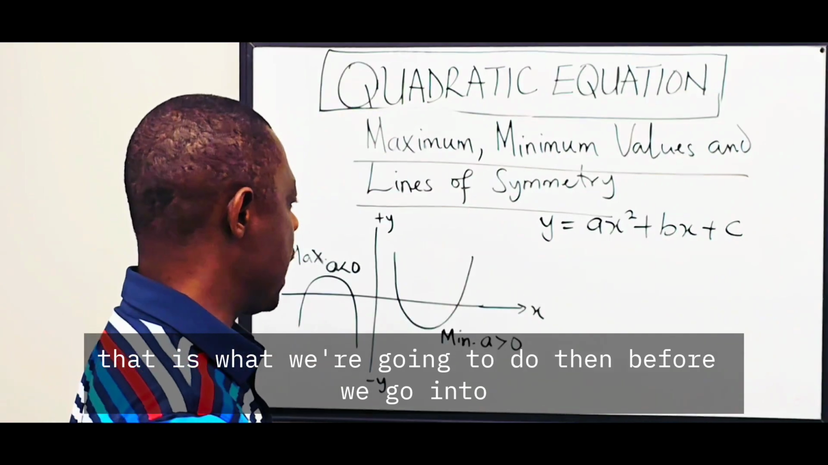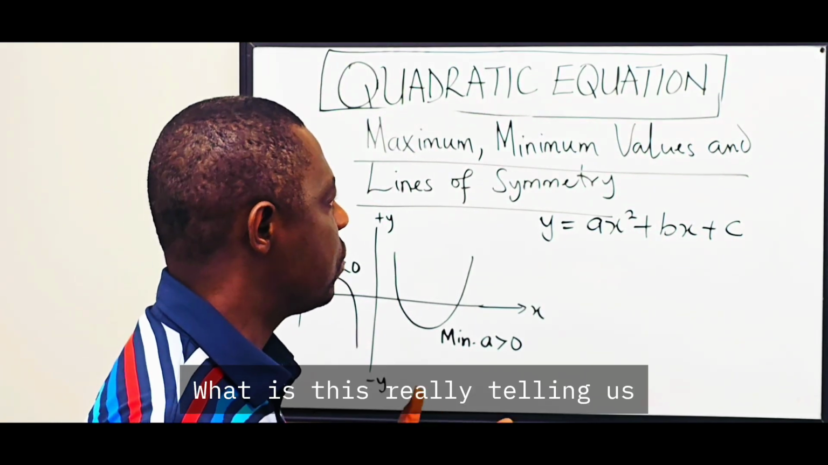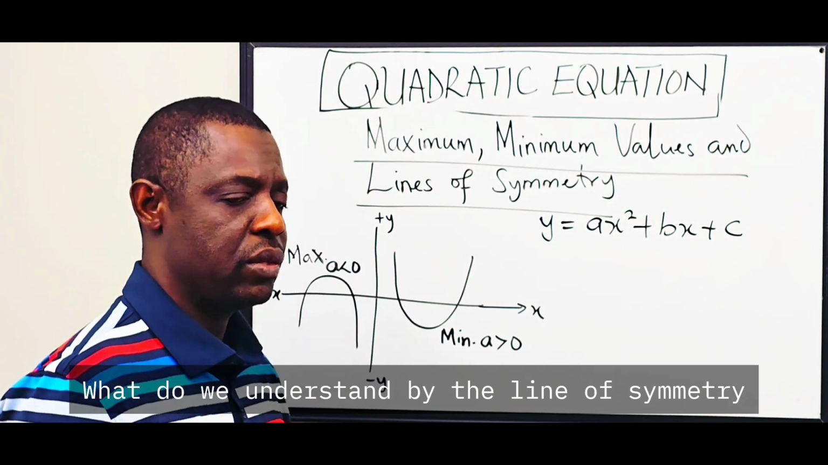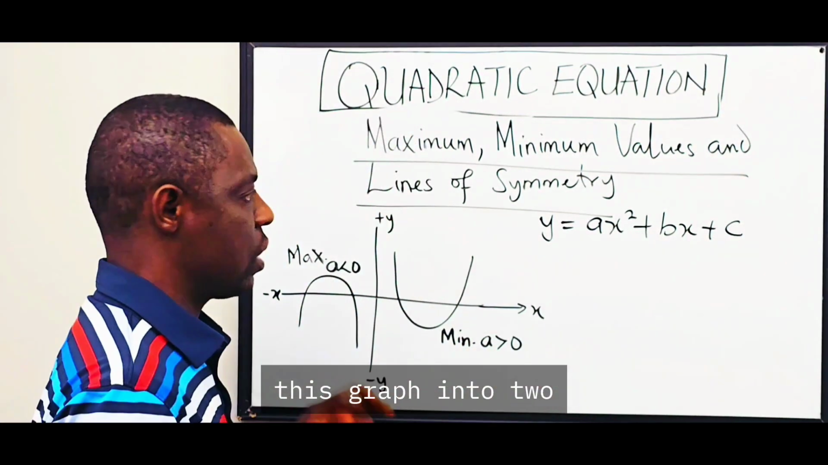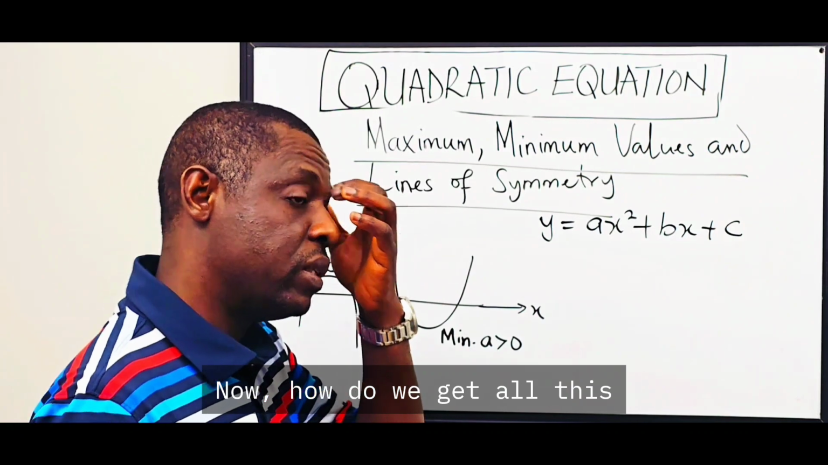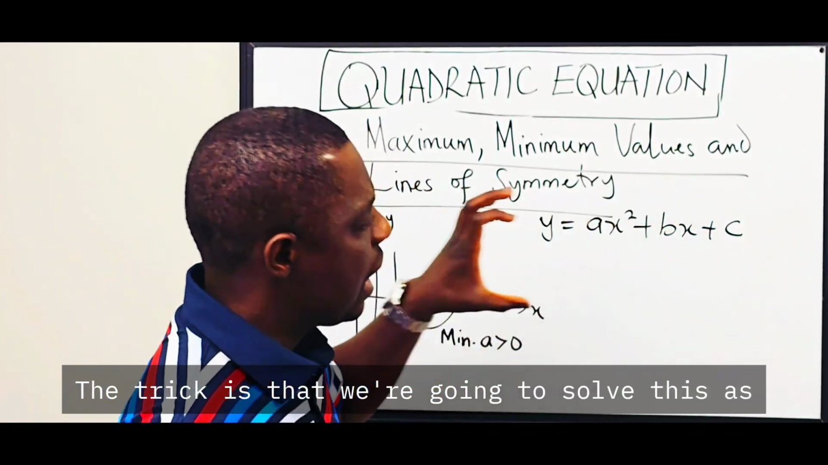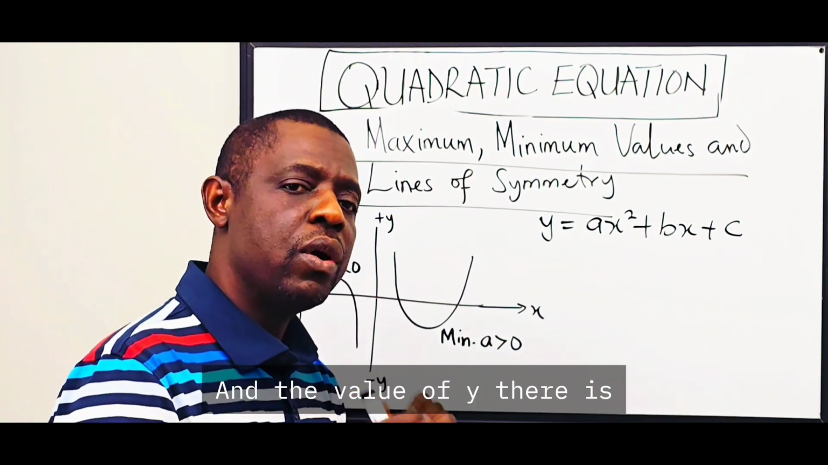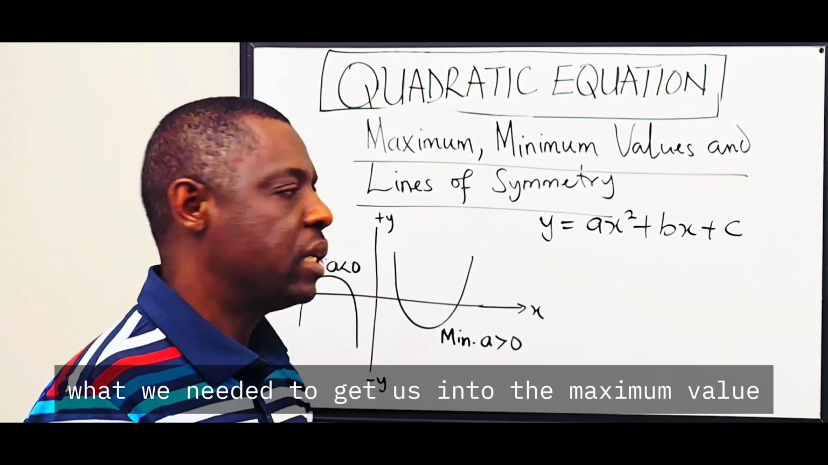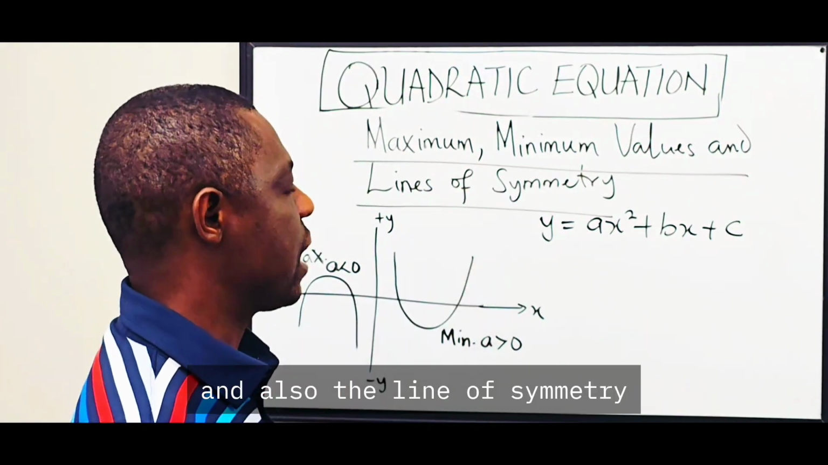Before we go into that, what we have to think about is what this is really telling us. What do we understand by the line of symmetry? The line of symmetry is a line that divides this graph into two. Now, how do we get all this? I'm going to show you the trick. The trick is that we're going to solve this as if we are doing the complete square method, and the value of y there is what we need to get the maximum value, the minimum value, and also the line of symmetry.